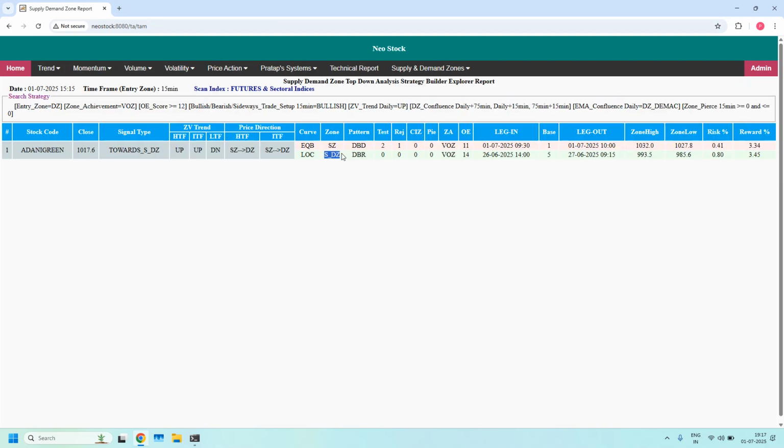That way, this particular zone might have stronger institutional order flow to get success, provided the lesson 20 checklist items are satisfied. Otherwise, the zone might be violated. Okay, this is the bullish trade setup for daily income trade.